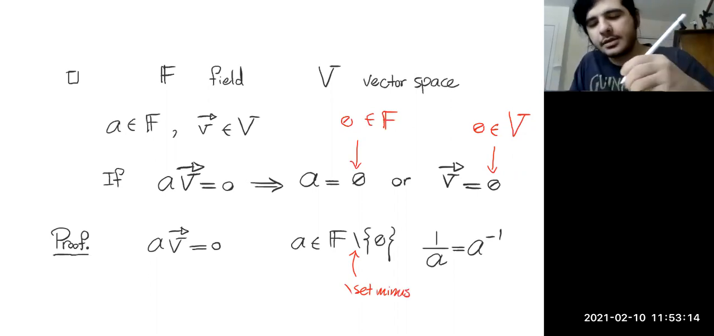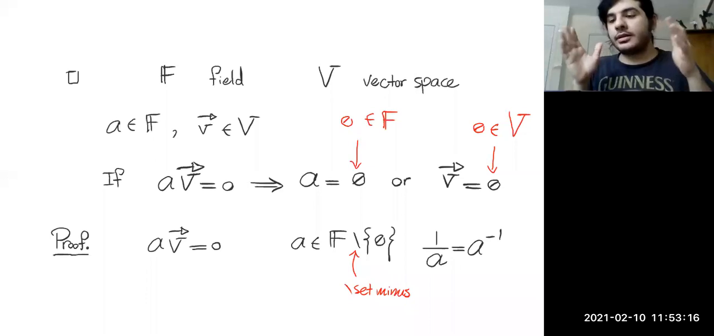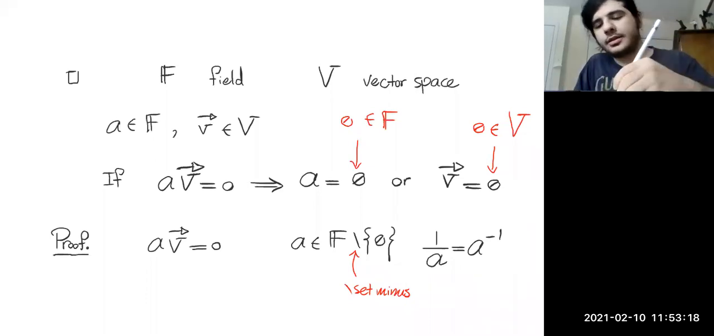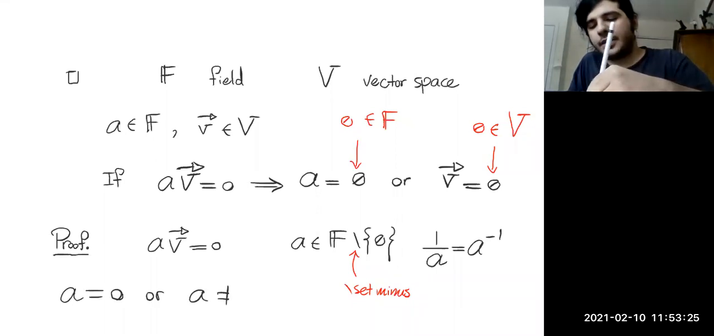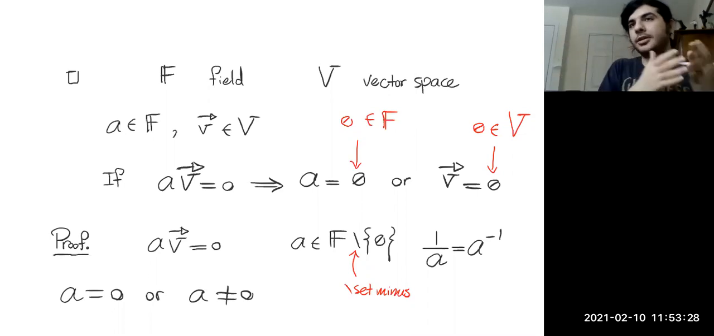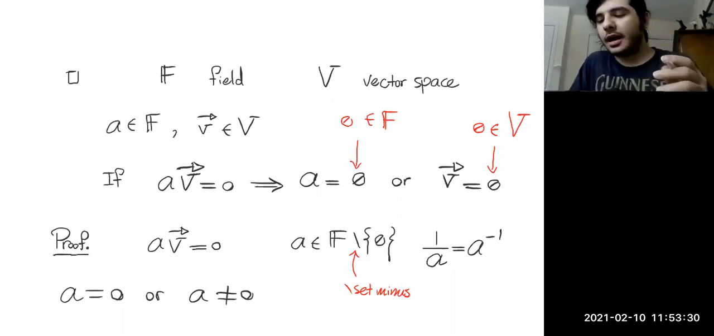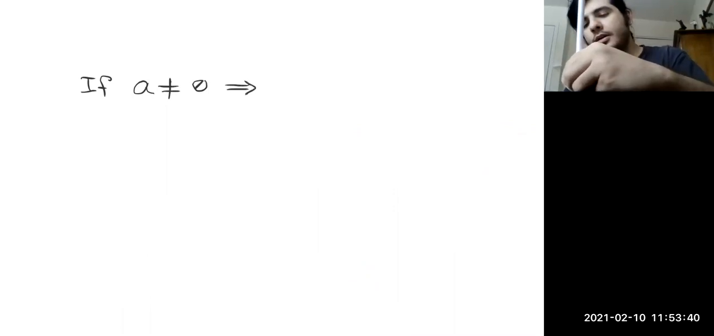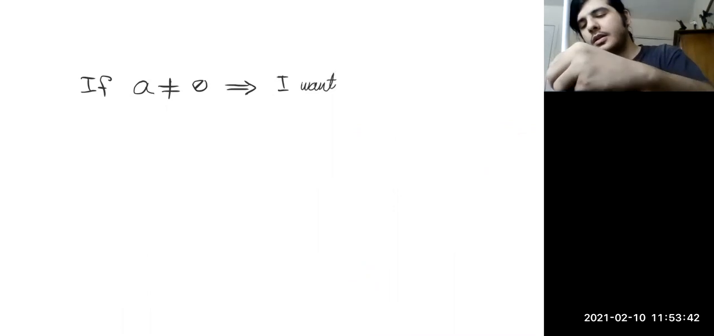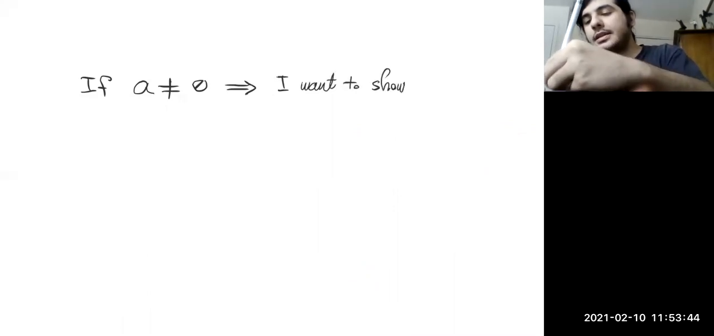Okay. So I want to show either A is 0 or V is 0, right? So either A is 0 or A is not 0. That's trivial. Anything either is 0 or it's not 0. If A is not 0, I want to show that in that case, the vector V is 0.